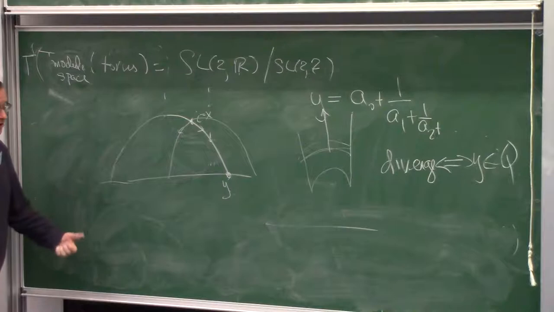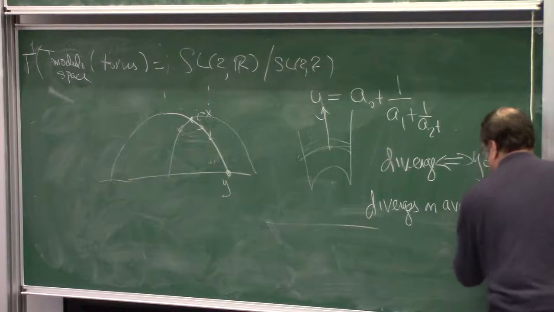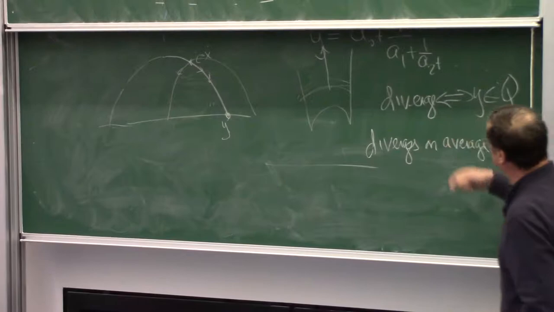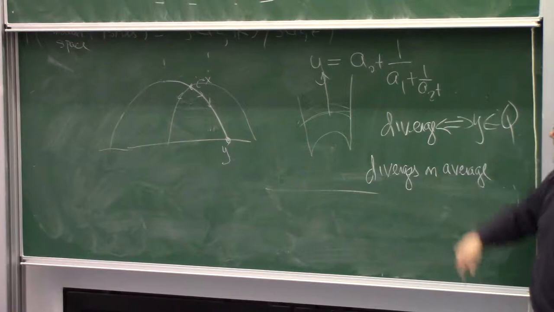Now diverge on average, well, now there's something one can actually say here. You come back to a compact set and then you leave, go up near the cusp and come back and so forth. How deep you go in the cusp is determined by these a sub i's. When a sub i is big, you spend more time in the cusp.